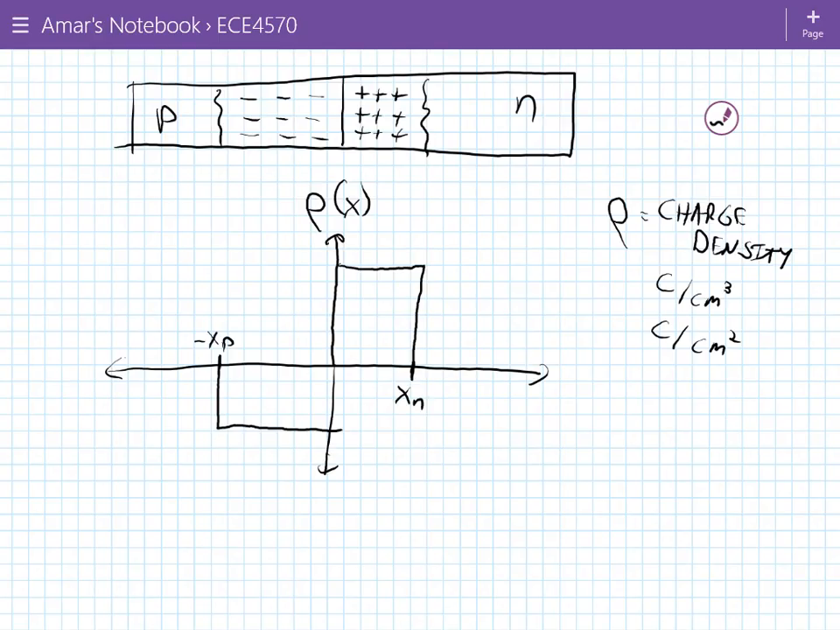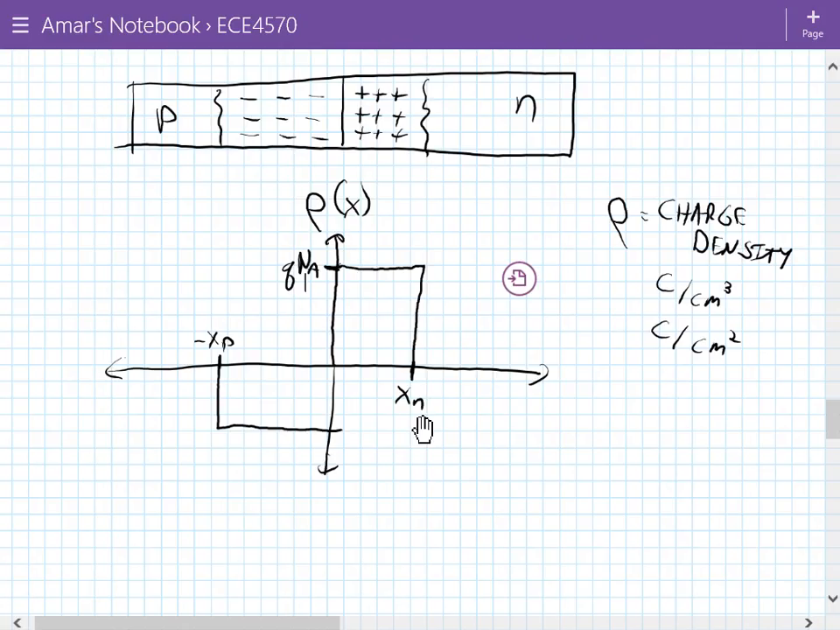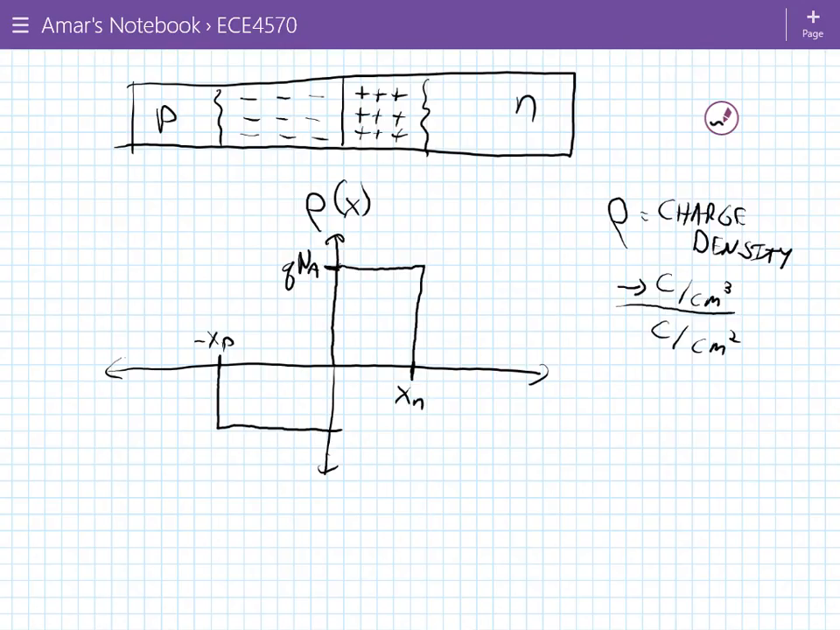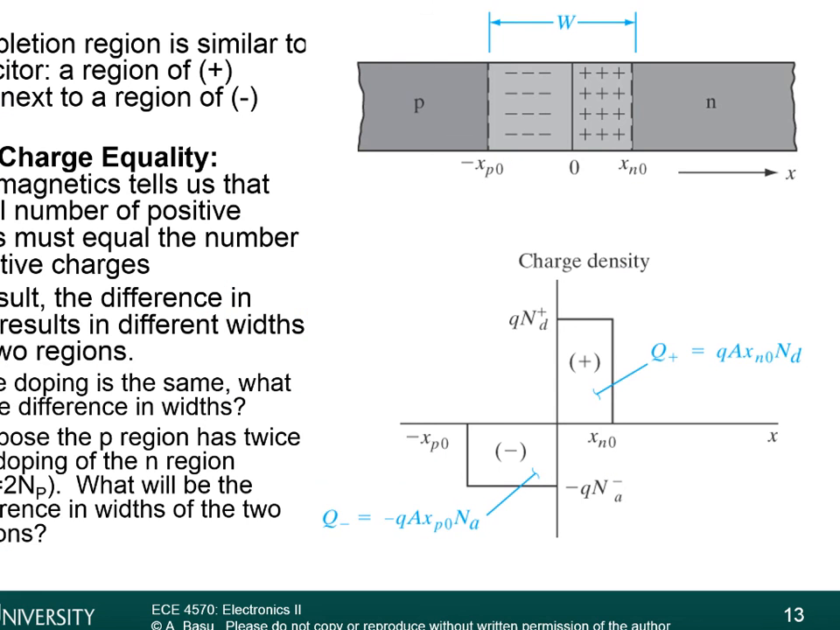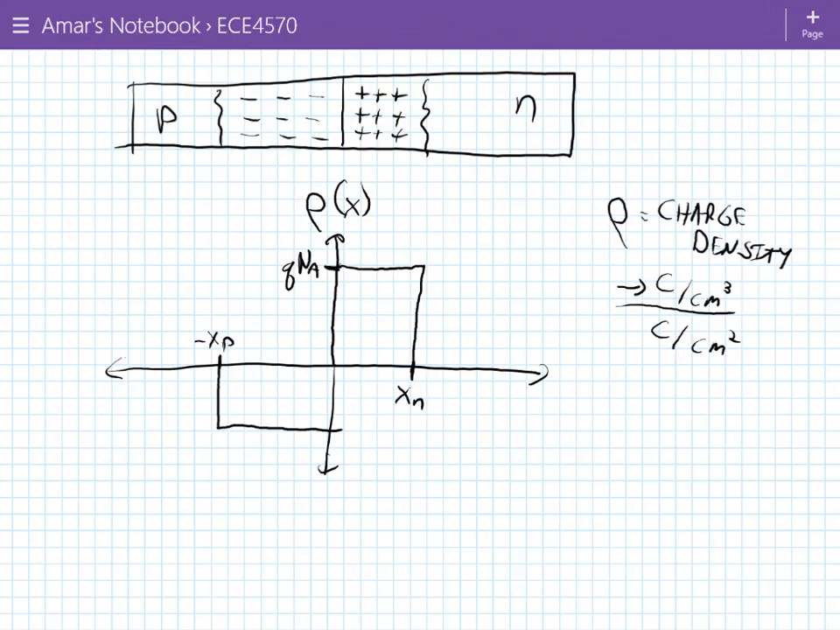Now the charge density is equal to Q times NA. What's the units for Q? Coulombs. NA? 1 over centimeter cubed. Okay, so we're talking about volumetric charge density. I put the area density just to be complete, but we're talking here about volumetric charge density. I'm sorry, I put Q. This should be Q times ND. Sorry.